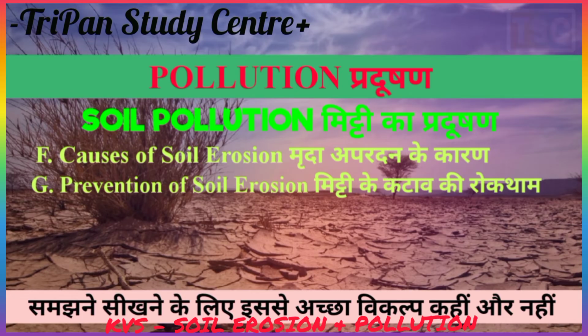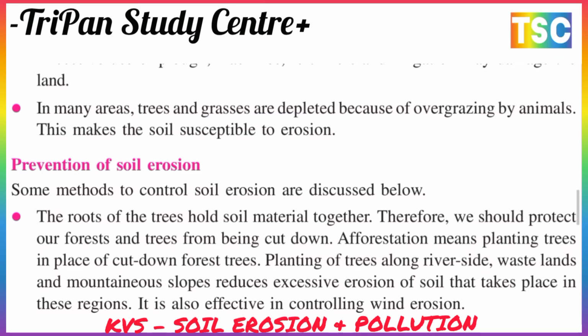The next is the prevention of soil erosion. Some methods to control soil erosion are discussed below. First, the roots of trees hold the soil material together, and therefore we should protect our forests and trees from being cut down.